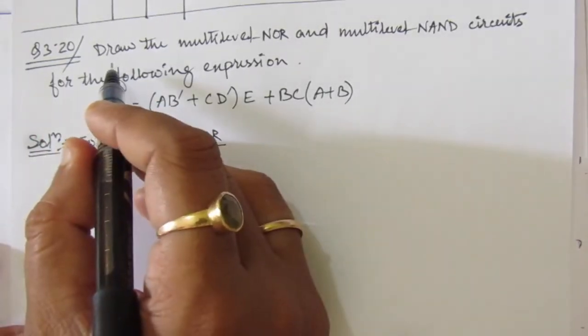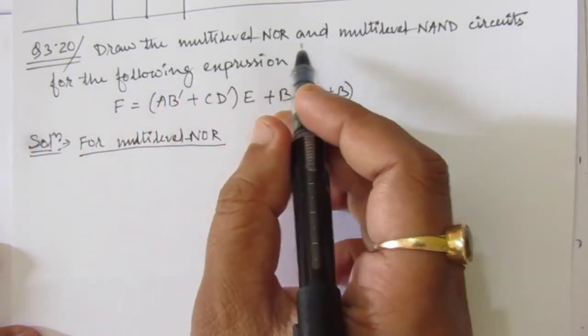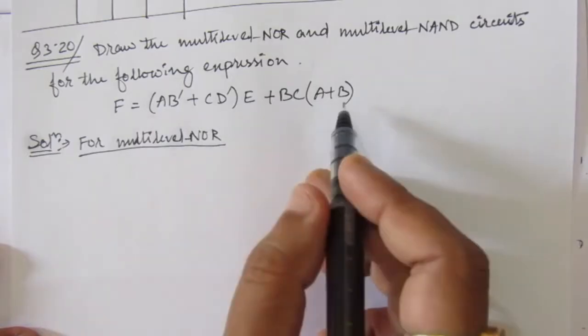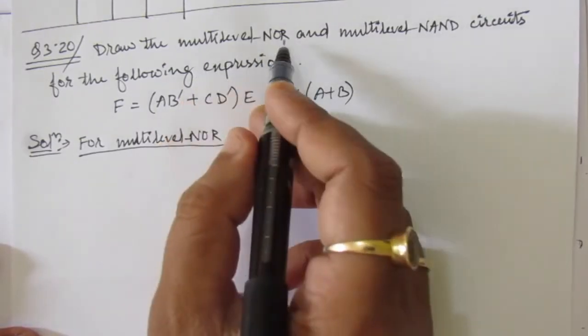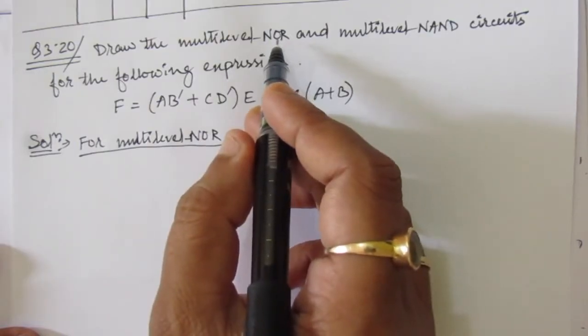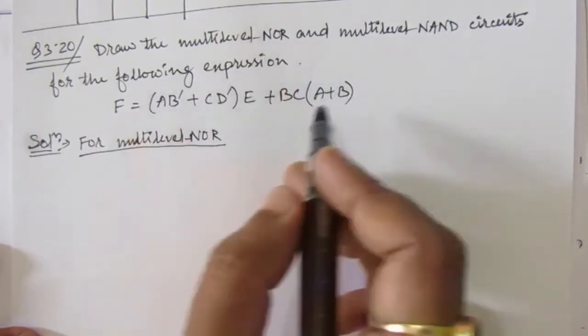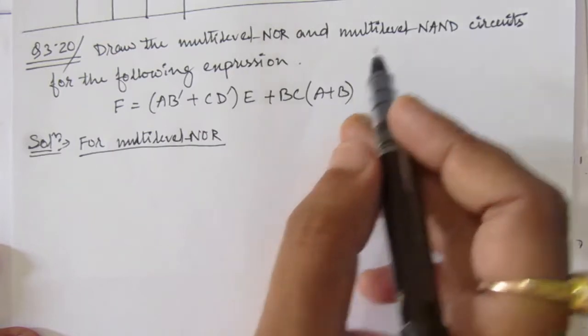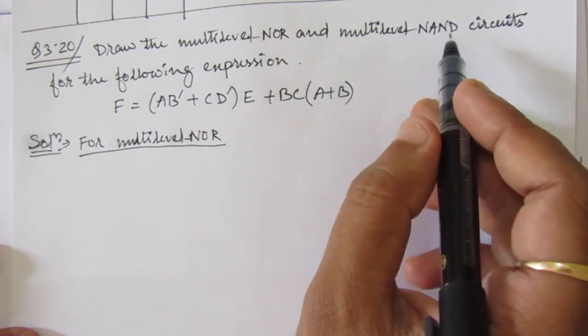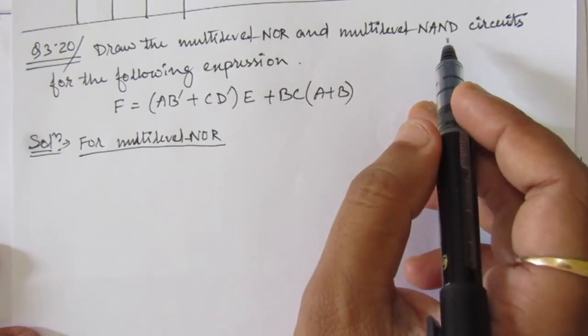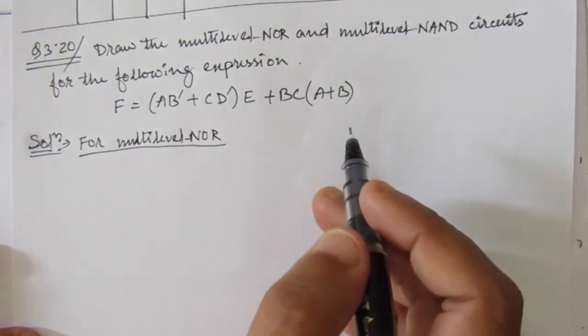The problem is: draw the multi-level NOR and multi-level NAND circuit for the following expression. We are given an expression and we have to draw a multi-level NOR circuit. That means we have to use only NOR gates to realize this expression, and then in the second part, we have to use multi-level NAND gates, or we can say that we can only use NAND gates to realize this Boolean expression.